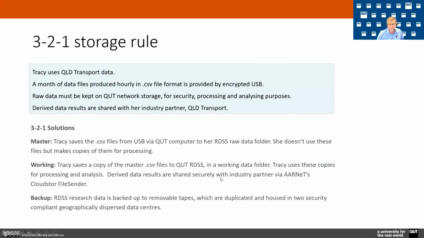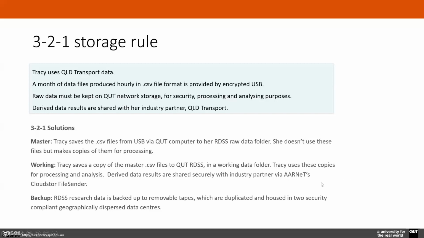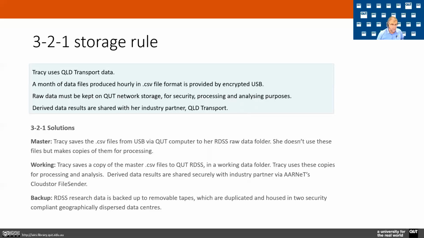Derived data results are shared securely with industry partners. So if you need to share a data set, maybe it's with an industry partner, maybe it's with a journal reviewer or editor, you'd be looking to something like ARNet's cloud store. I think that's where you'd go in your first instance. And then for other researchers in the ecosystem outside of QUT, QSIF is an option as well. But I think, Jenny, between RDSS for local QUT use and ARNet Cloud Store, that's pretty much got everyone covered.